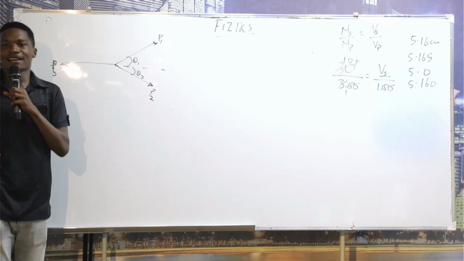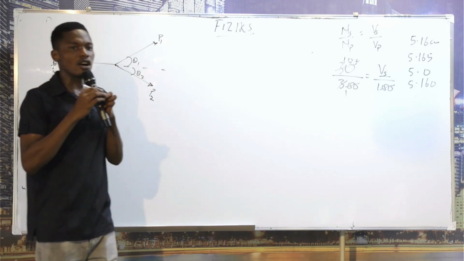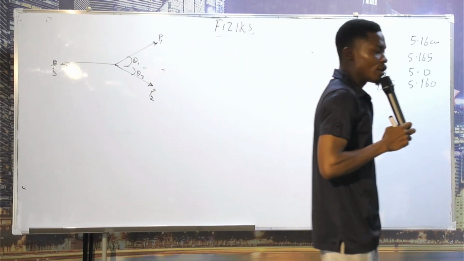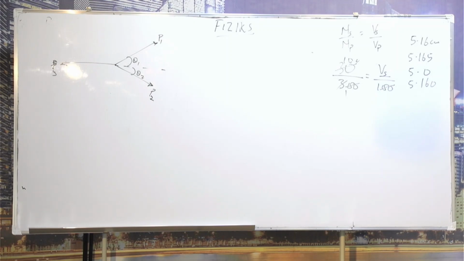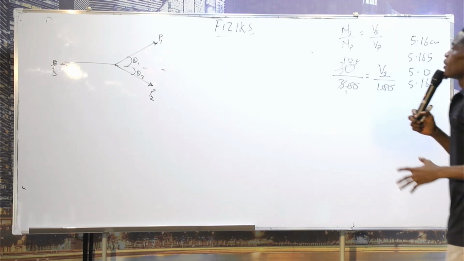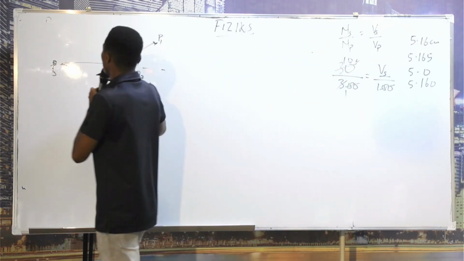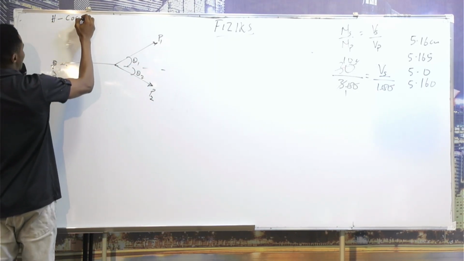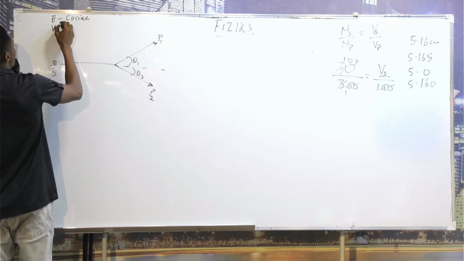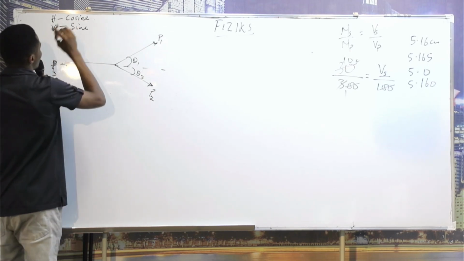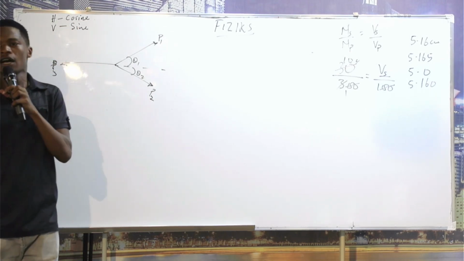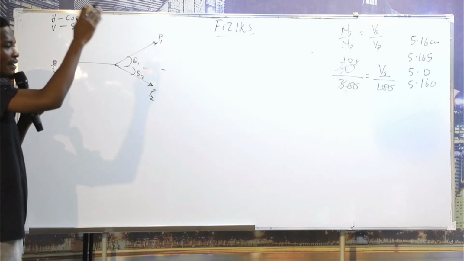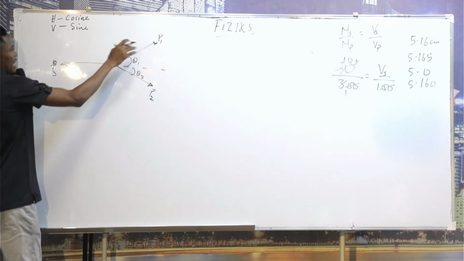Now class, for us to be able to know which ones are correct, we need to first of all resolve that system to the horizontal and to the vertical. When resolving to the horizontal, please use cosine. When resolving to the vertical, use sine. So resolving to the horizontal, we use cosine. Resolving to the vertical, we use sine.